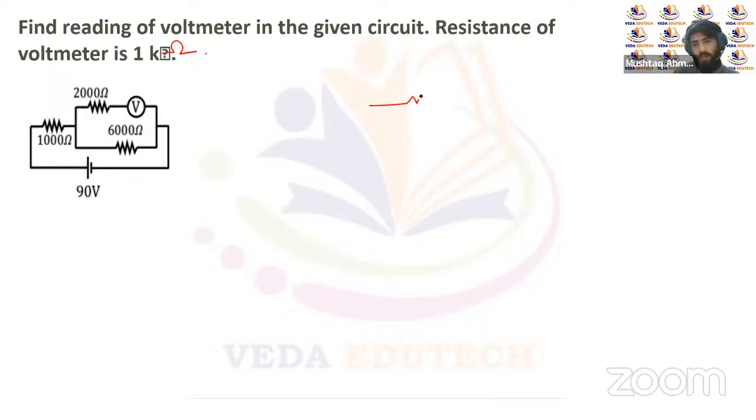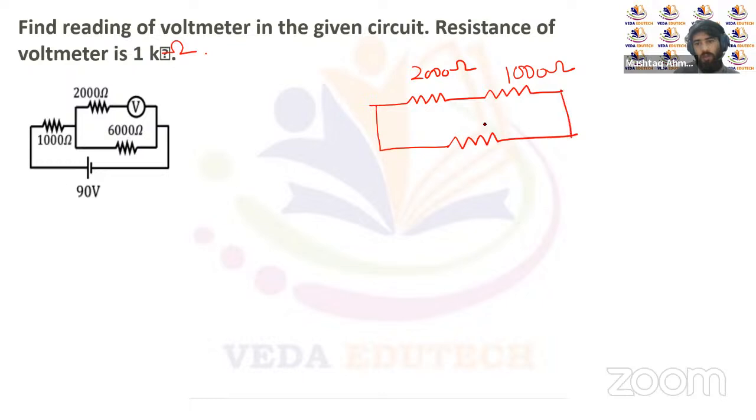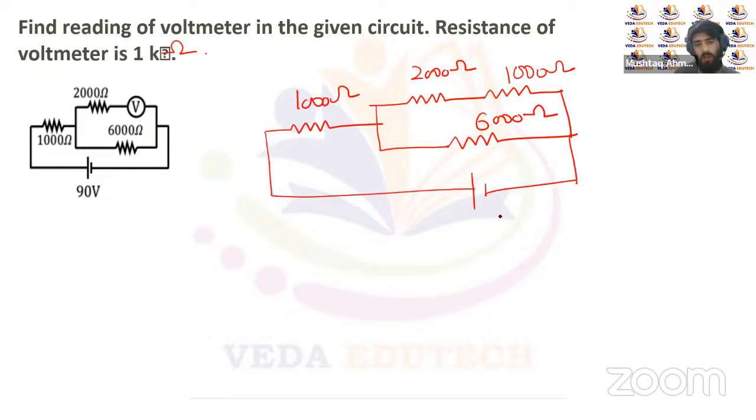So we can replace the voltmeter by a 1 kilo ohm resistance, or we can write it as 1000 ohms. This is 2000 ohm here, and there is another resistance, 6000 ohm, and there is a 1000 ohm here, and they are connected to a cell of EMF 90 volts.